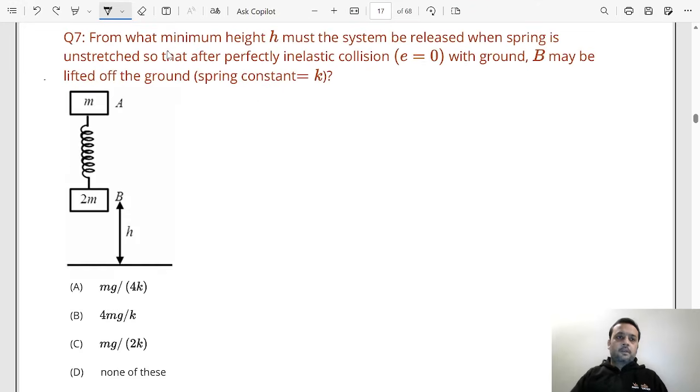All right. So let's see this question. They're asking from what minimum height h must the system be released when the spring is unstretched so that after a perfectly inelastic collision with the ground, B may be lifted off the ground. Spring constant is K.